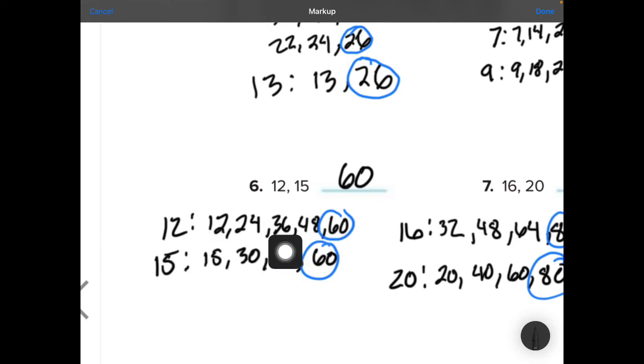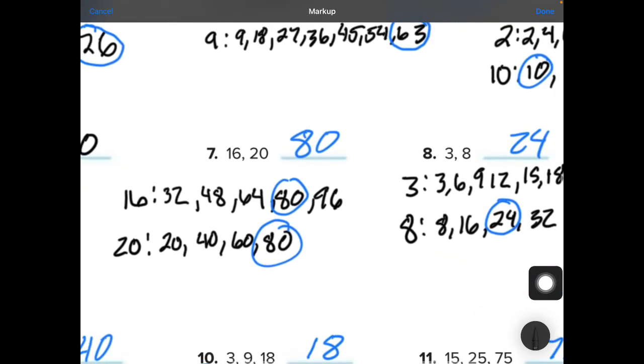Number 6, I have 12, which is on the times table chart. But when you get to 15, this is where it's going to be handy to have a calculator, because you can do 15 plus 15 plus 15 plus 15 till you find a common multiple. Number 7, this is where it's going to be handy to have a calculator as well. 16, you just add 16 plus 16 plus 16 and 20 till you get a common multiple between the two.